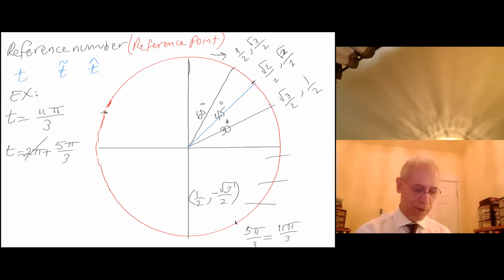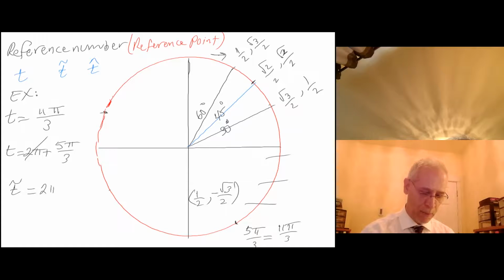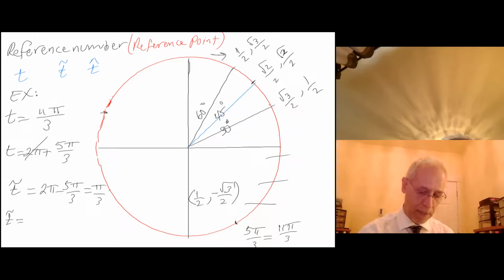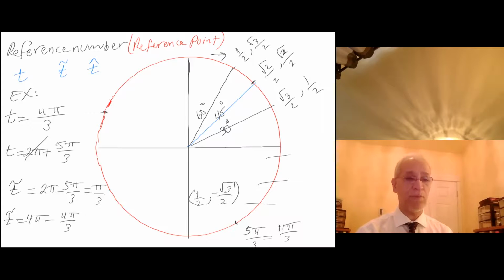How can I show my t tilde algebraically? I can say that t tilde equals 2 pi minus 5 pi over 3, which equals pi over 3. Or if you are directly working with 11 pi over 3, you can say that t tilde equals 4 pi minus the original 11 pi over 3. So 4 pi is the same as 12 pi over 3. Then it gives me just pi over 3.